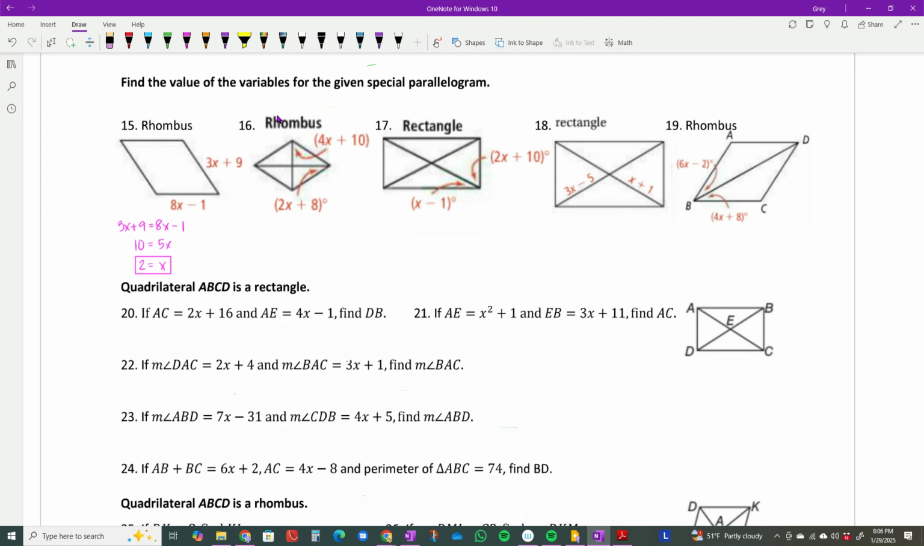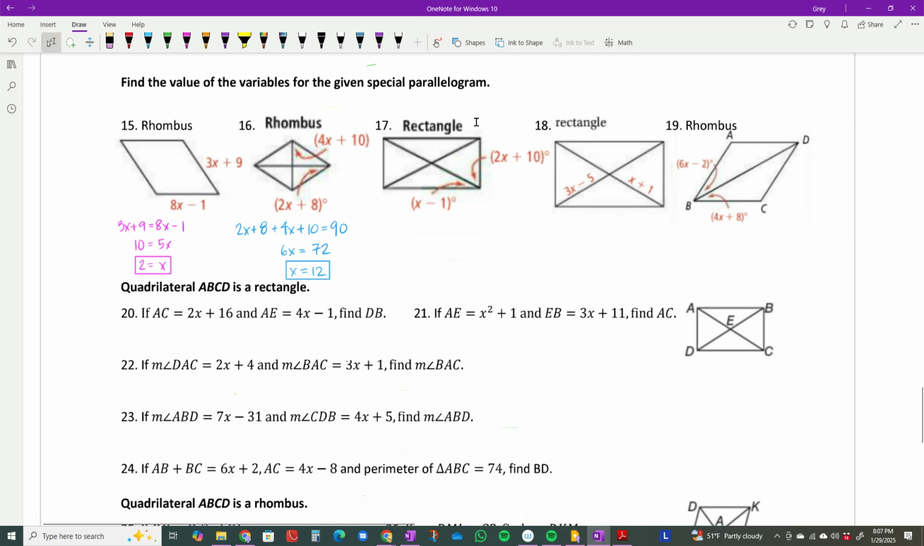All right, a rhombus. They're pointing to this angle up here and that angle down there. So I know that this angle is the same as that angle, and I know these two are complementary because this one here in the middle has to be 90. So my setup is going to be 2x plus 8 plus 4x plus 10 equals 90. That's going to give me 6x equal to 72, and x is going to equal 12.